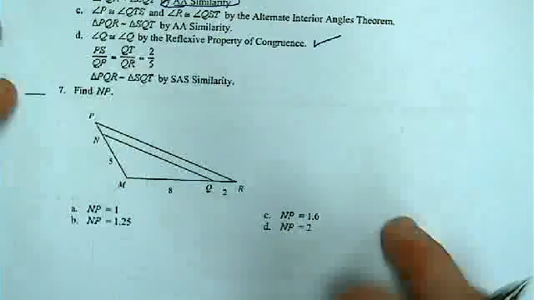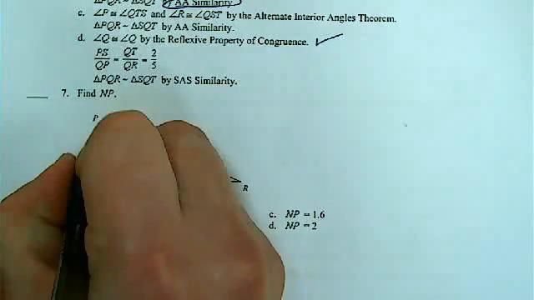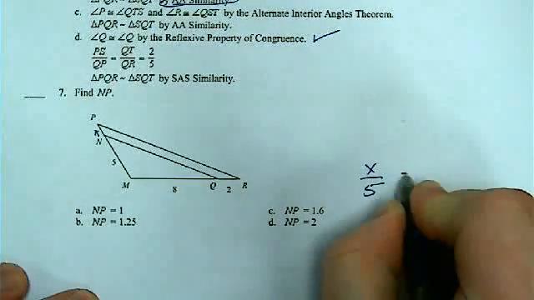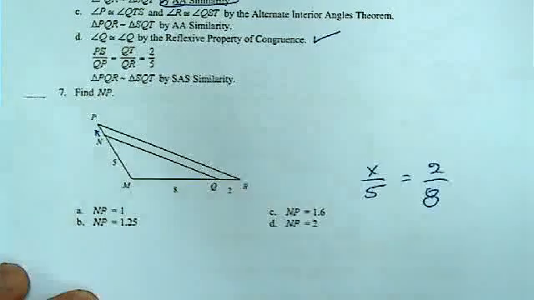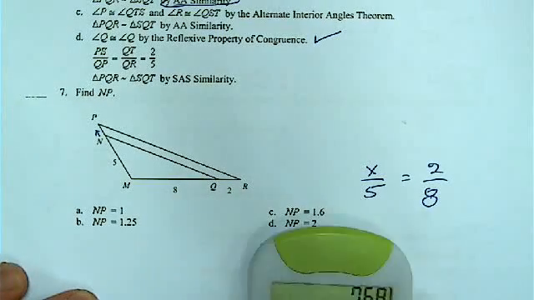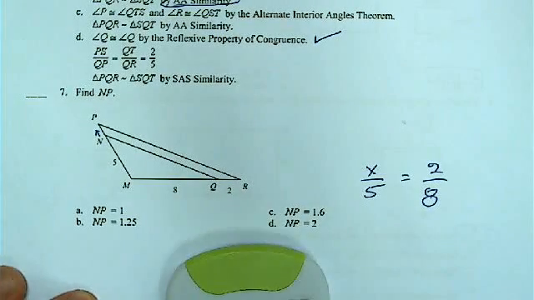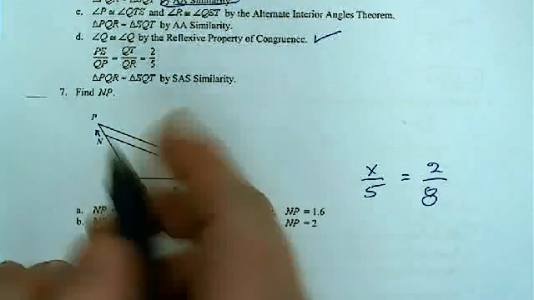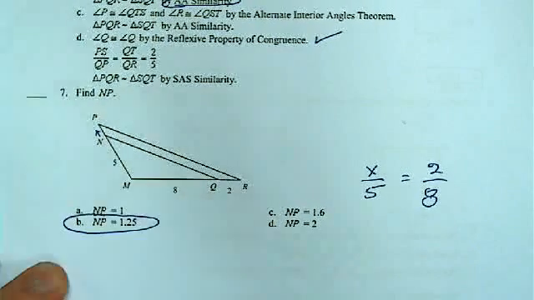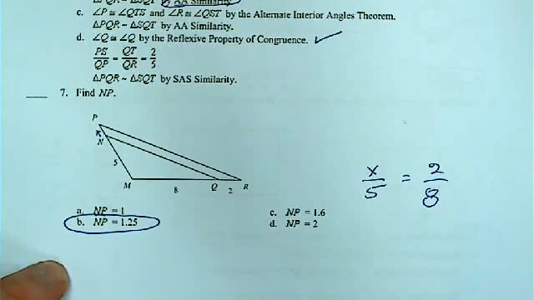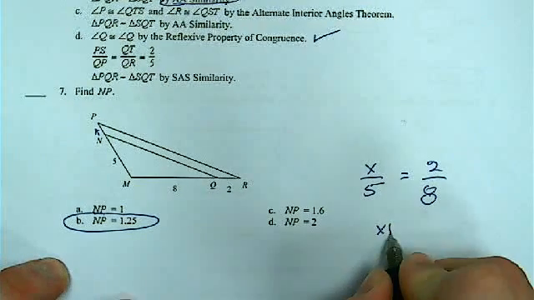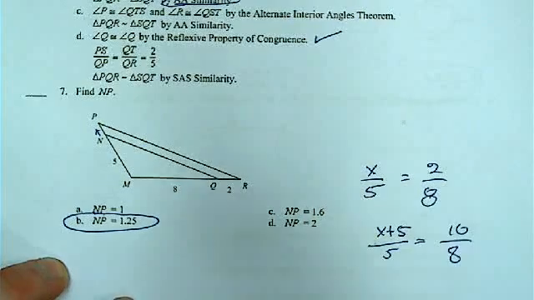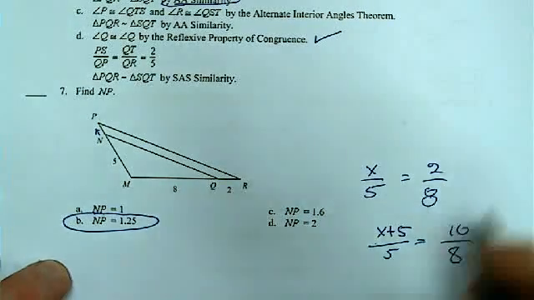Number 7, find NP, that guy over there. Proportion, we said you could get away with x over 5 as 2 is to 8. You're going to cross multiply and solve that, which means you're taking 10 divided by 8. Gives you an answer of 1.25. You could also do the proportion x plus 5 is to 5 as 10 is to 8, and that will still get you to the same answer. Either of those proportions will work.